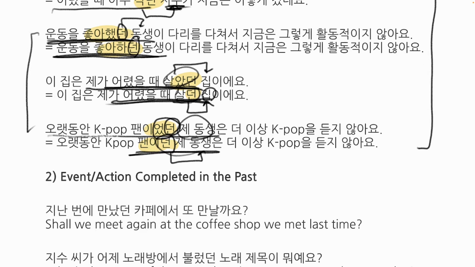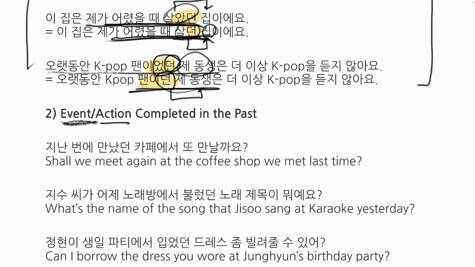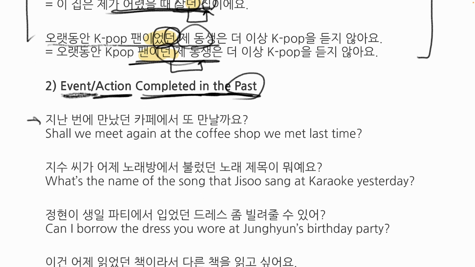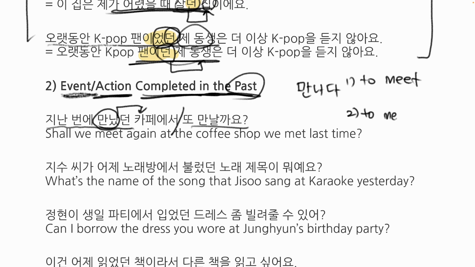Okay, so let's move on to 았었던's second usage, which is the event or action that had been completed in the past. Let's look at the example sentences. 지난번에 만났던 카페에서 또 만날까요? So here the 만나다 verb is used, and 만나다 means to meet. It can also mean to meet someone on a regular basis, as in to see someone, kind of like dating someone. Unless it means that second one, it usually means a one-time event that happened between two people.